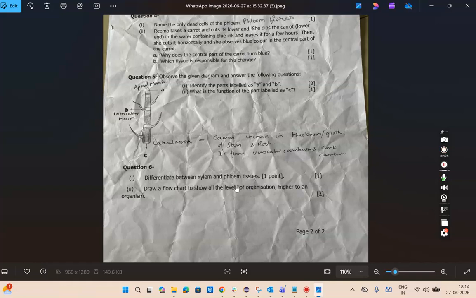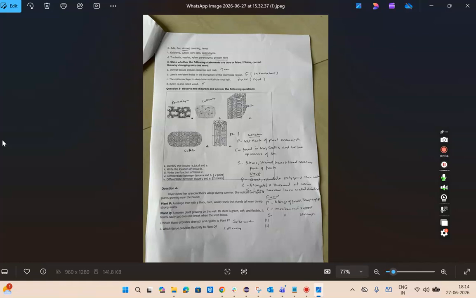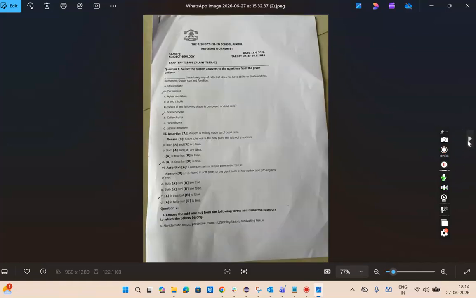Differentiate between xylem and phloem tissue. It is there in the table, you see. Flow chart of all levels of organization. This one you have to check in that table. Okay. What else? I think we will see this one.